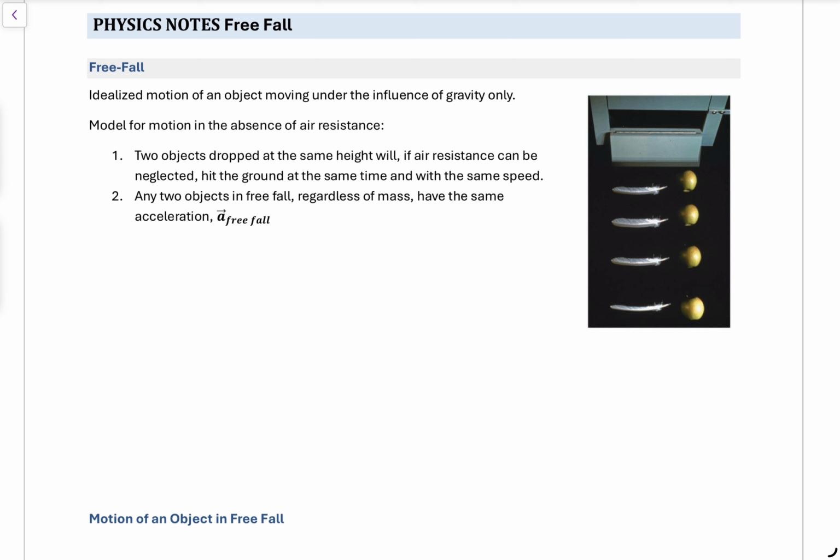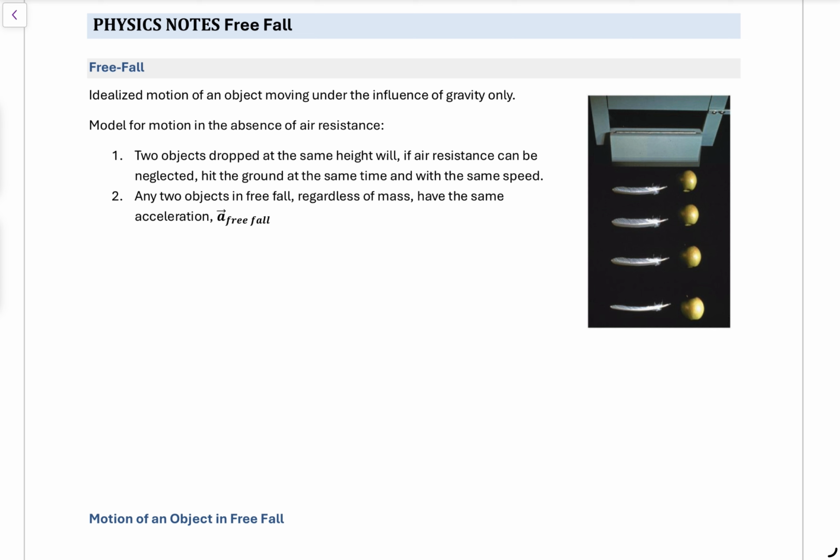It demonstrates a couple of these points that you want to recognize here, which is that if we're modeling something in free fall, with no air resistance, then two objects that are dropped at the same height, so it's independent of mass, are going to hit the ground at the same time and with the same speed. This is something you can see in that video really well. This is an important thing just to remember. If they're from the same height and they reach the ground at the same time and with the same speed, then that must mean they have the same acceleration.